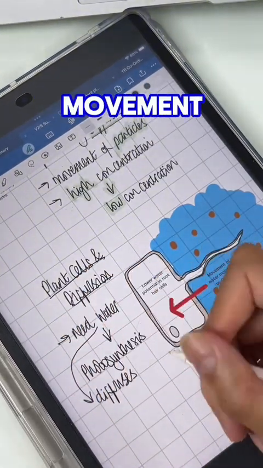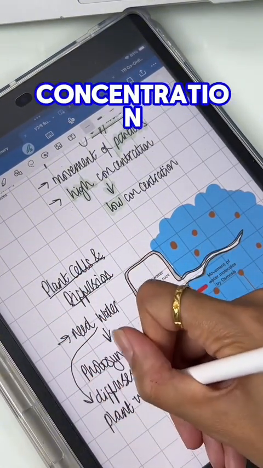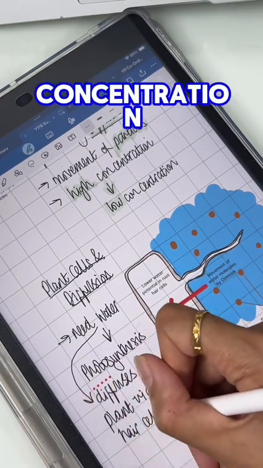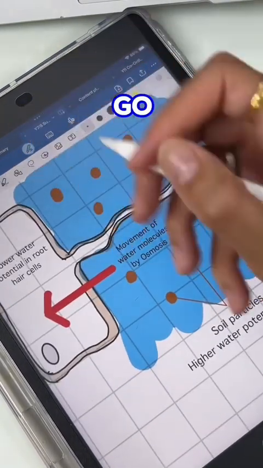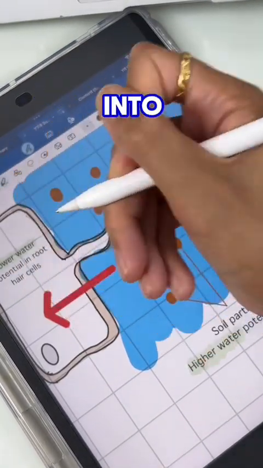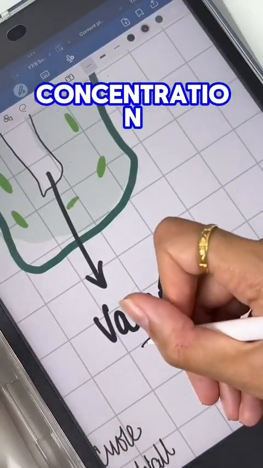And we know diffusion is the movement of particles from an area of high concentration where there's loads of them to an area of low concentration where there's not that many of them. So the water is going to go from the soil, which is the high water concentration, into the root hair cell, which is a low water concentration, via diffusion.